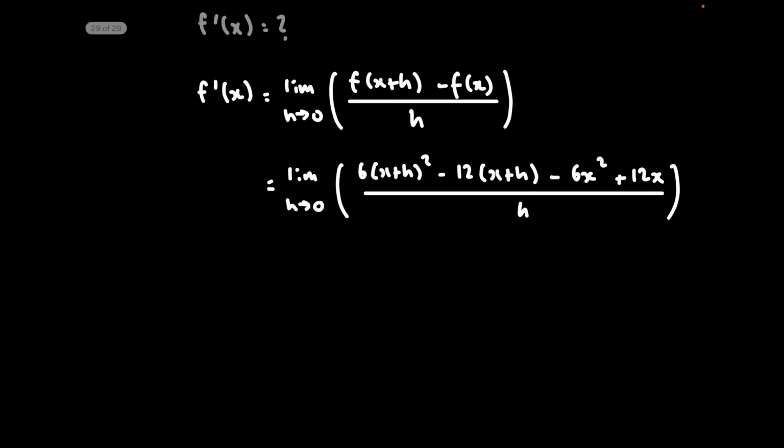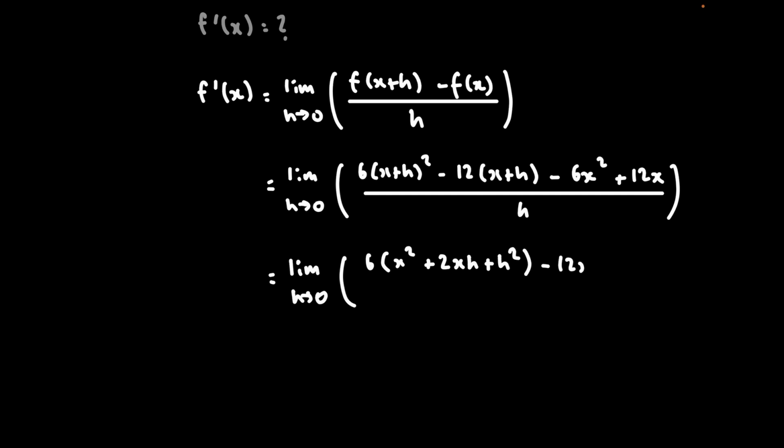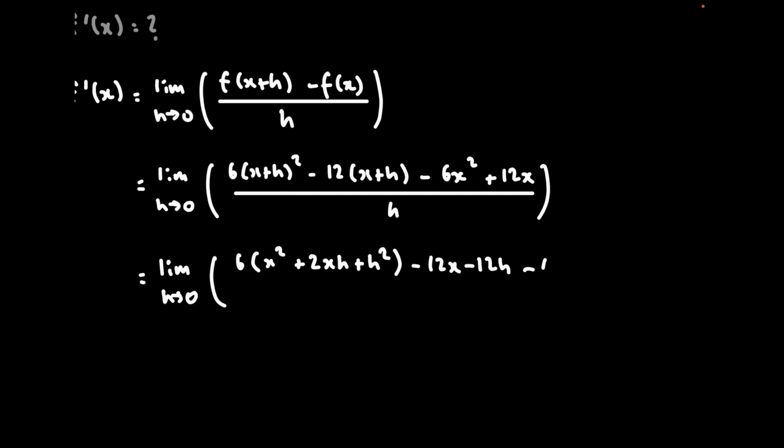Again, we can expand out the numerator terms. So limit as h approaches 0, 6 times x squared plus 2xh plus h squared, minus 12x take 12h, minus 6x squared plus 12x. I couldn't do this in my head, so we're simply going to expand out the 6 to each of these terms over here. Doing that, we get 6x squared plus 12xh plus 6h squared, like this, all over h.